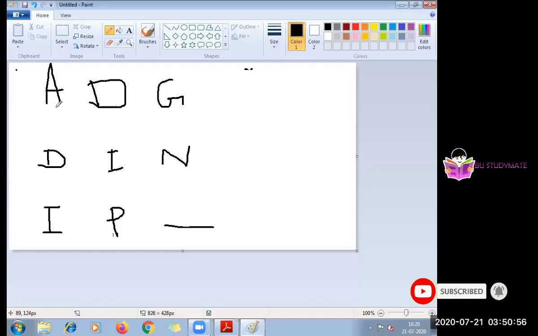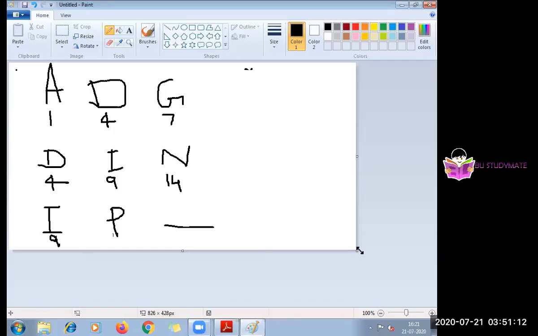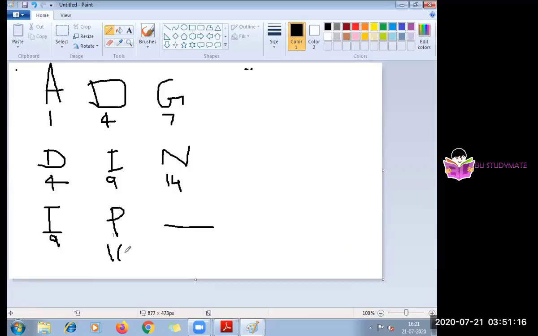See, let's put the position of these letters in the alphabet. A is 1, D is 4, G is 7, D is 4, I is 9, N is 14. Again, I is 9, P is 16. So we need to find the position.